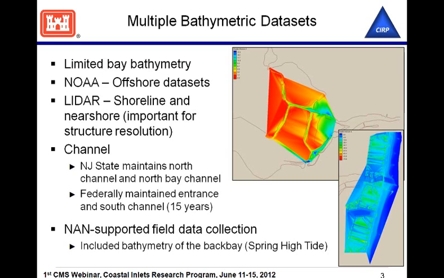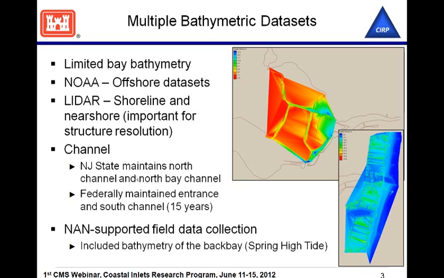So a lot of times we'll come in with different types of bathymetry data sets. So in the cases that I'm going to be presenting today, I have several different types for Shark River Inlet in New Jersey. We have a little bit of limited bay bathymetry that we're bringing in. We have some NOAA offshore surveys. We have an extensive Lidar survey for the immediate shoreline and very near shore. So that's how we resolve our structures at the inlet. And also a little bit of the slope of the beach. That information will come in.